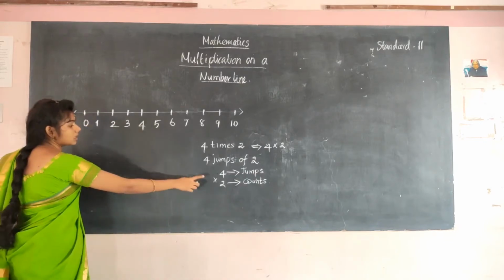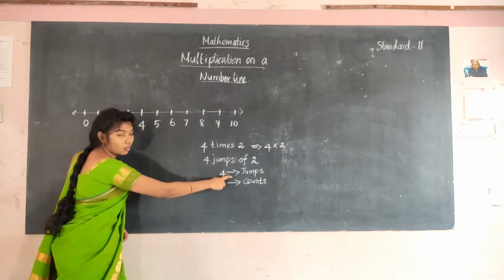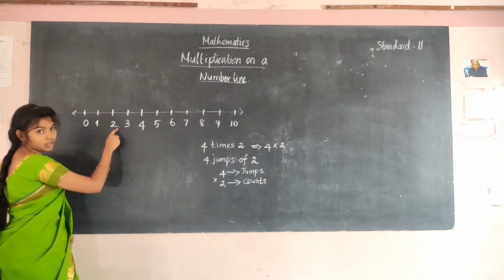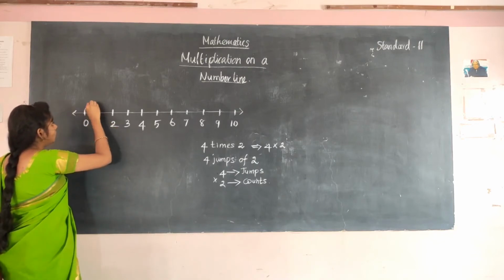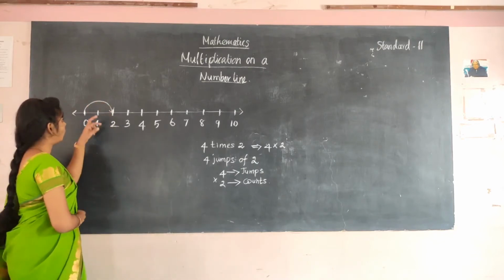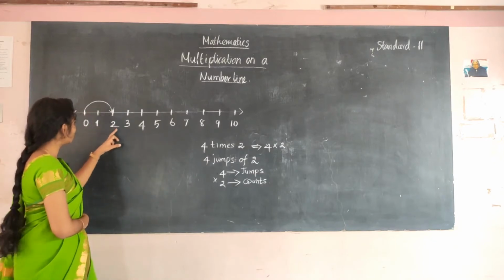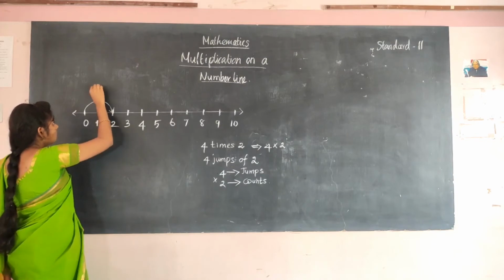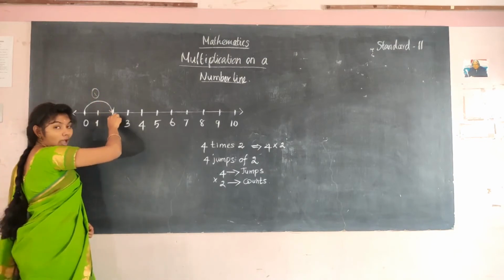From here, what is given? There are 2 counts and 4 jumps. You have to count 2s. So how will you count? This is 1 and this is 2. So you have to jump 2s. This is 1 jump. You have to count 2s and then jump once. That is, this is 1 jump. And from 2 you have to jump again.